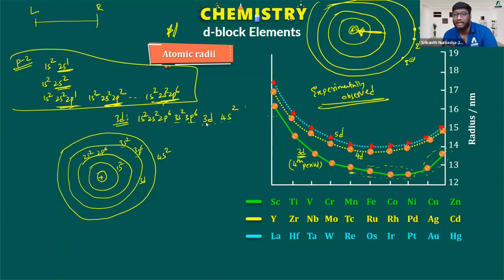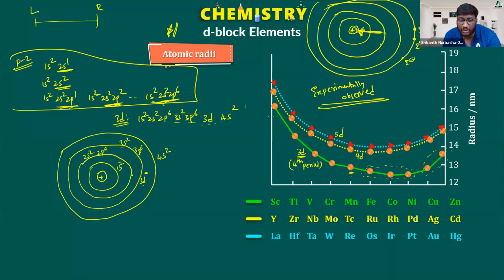Now look at the filling of electrons. You are filling electrons in the 3d subshell, which is the inner shell or not? This is not the outermost shell. Is that point clear? Yes, fine. So in the 3d series, you are filling the electrons, but where are you filling them? You are filling the electrons in the inner 3d subshell.